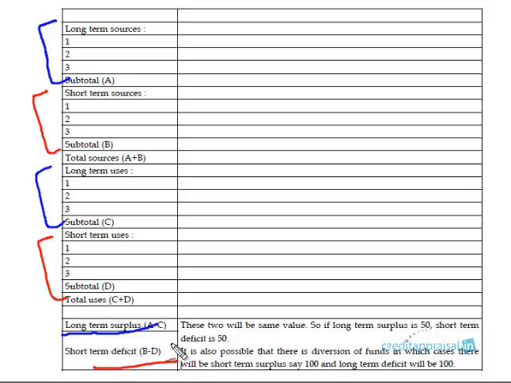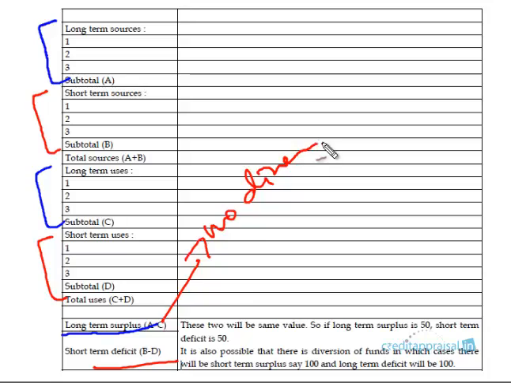So you want a scenario where there is always a long-term surplus, right? You want the difference between long-term sources and long-term uses to be positive. That means there is no diversion of funds. However, if it is the other way around, if there is a long-term deficit and a short-term surplus, there is a diversion of funds. So the funds flow statement is a way of tracking the diversion of funds, okay? If there is a long-term surplus, it means there is no diversion of funds.